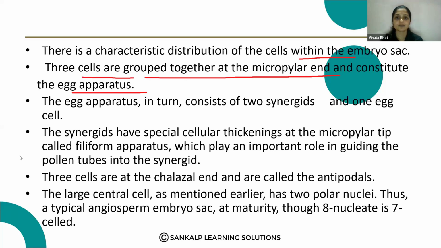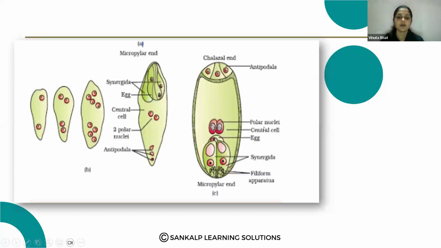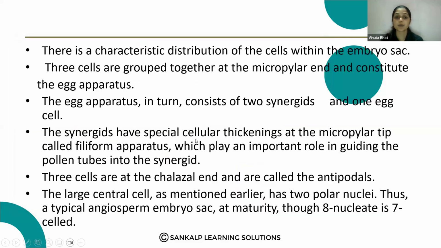See here in the embryo sac, the three cells grouped together at the micropylar region are called the egg apparatus, which contains two synergids and one egg cell. That is in the mature embryo sac. Then the synergids have special cellular thickenings at the micropylar tip called the filiform apparatus, which plays an important role in guiding the pollen tubes into the synergid. Three cells are at the chalazal end and are called antipodals.